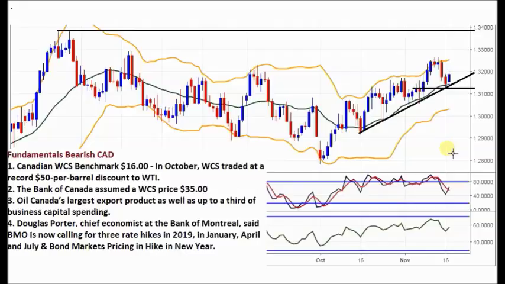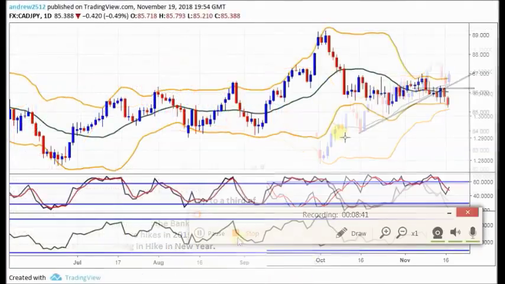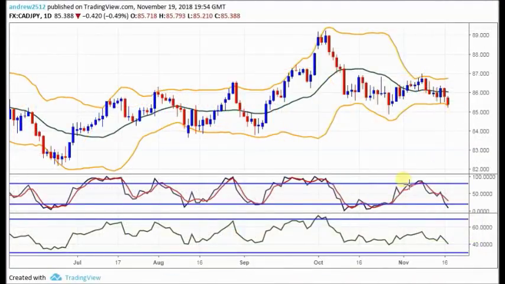Now let's go to CAD JPY, which we've done a few videos on before. Had a nice fall, and then it started to travel sideways. But now I think the next leg of the downtrend could be starting. So let's go to the chart. Right, on CAD JPY day, just draw my levels in a moment.